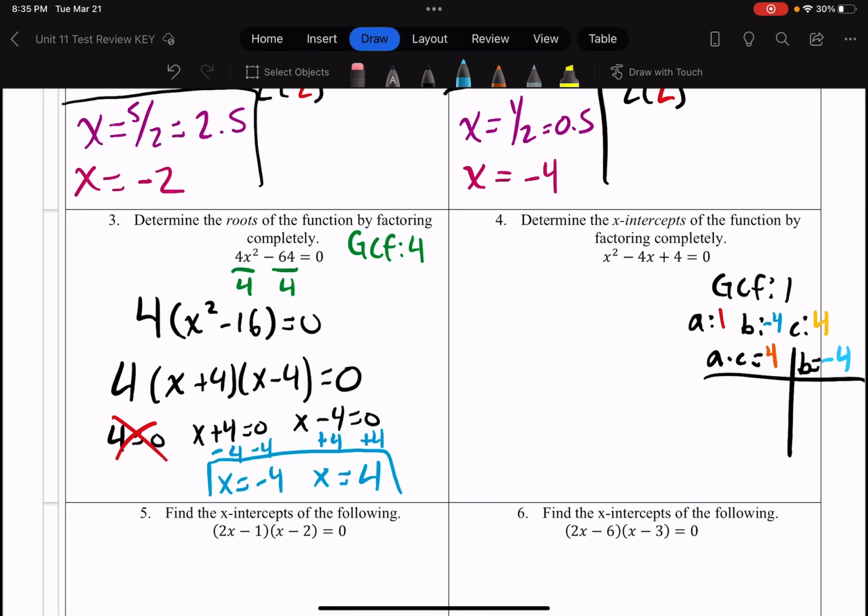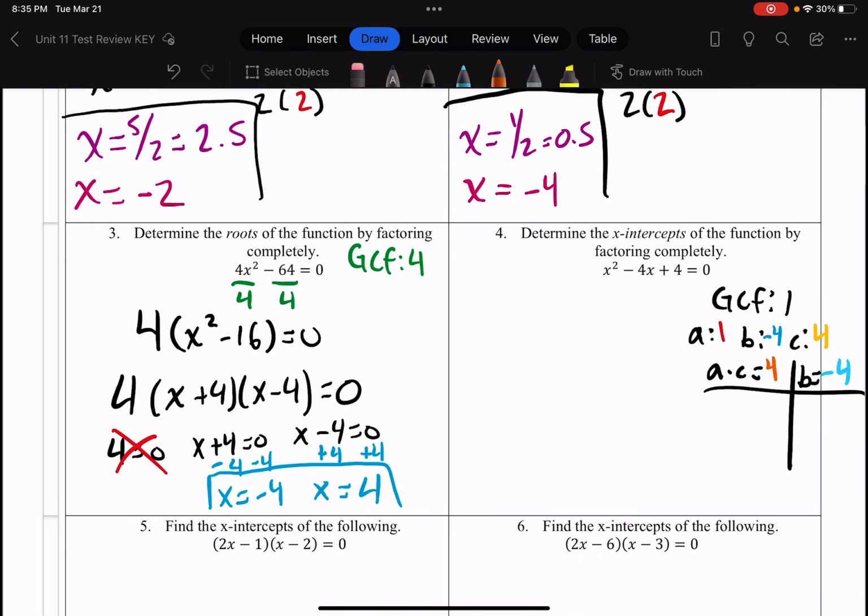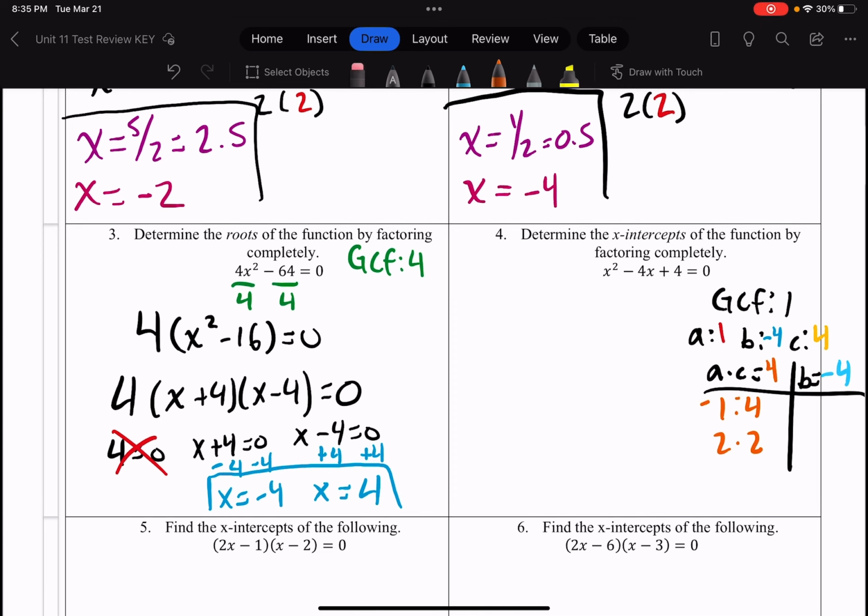So I know the factors of 4 are 1 times 4 and 2 times 2, but I want them to add to be negative, multiply to be positive. So I'm going to make both of those factors negative. And the only pairing that works here is negative 2 and negative 2. So negative 2 plus negative 2 yields negative 4. I'm going to use that to expand a trinomial into a 4-term polynomial. So I've got x squared minus 2x minus 2x plus 4 equals 0.